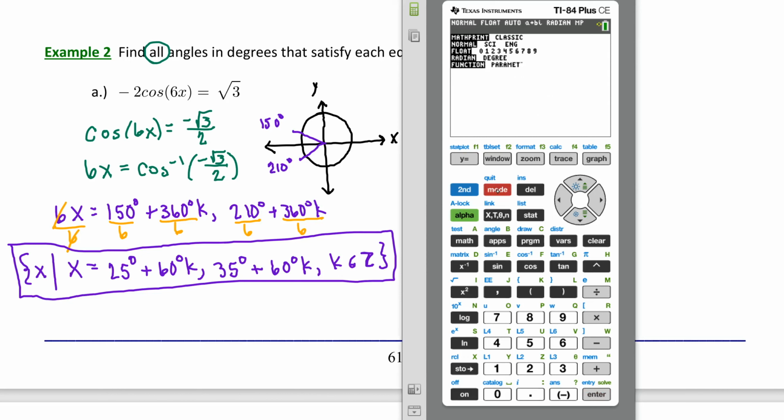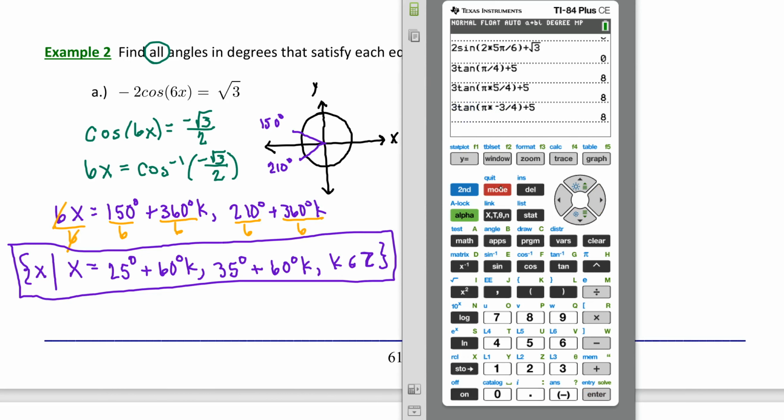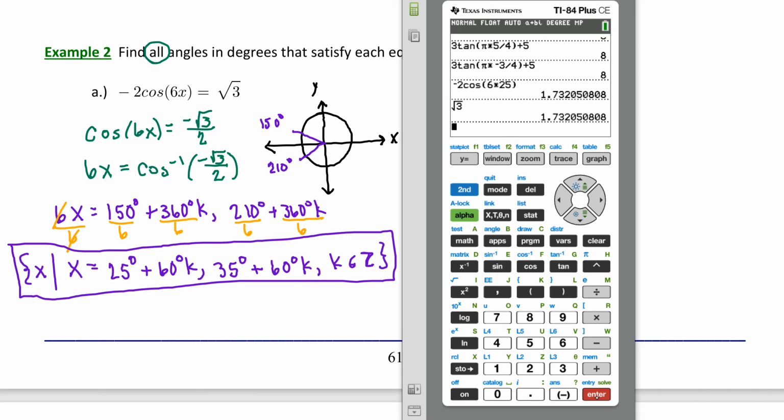So let's go ahead and open up our calculator and switch over into degree mode, and let's check the first two positive solutions, 25 degrees and 35 degrees. So we have -2 cosine of 6 times 25, and that should give us square root of 3. Recall that the square root of 3 is 1.732, so 25 degrees is a correct solution. We can also check our other small answer there, that's 35 degrees. And that also gives us square root of 3.